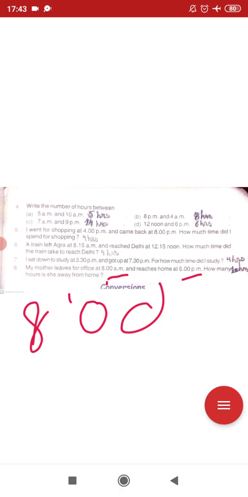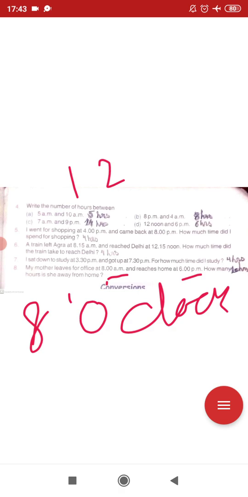My mother leaves for office at 8 a.m. and reaches home at 6 p.m. So look, one is AM, one is PM. So 8 a.m., 8 o'clock in the morning, to 6 p.m. So 8 o'clock in the morning, then noon 12. How much time is required to reach 12 noon?